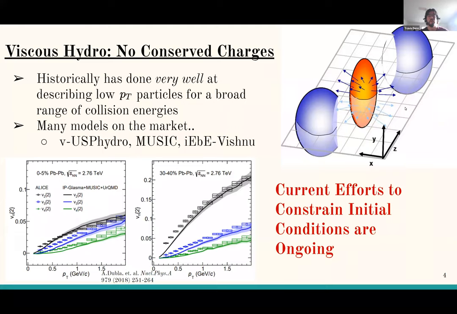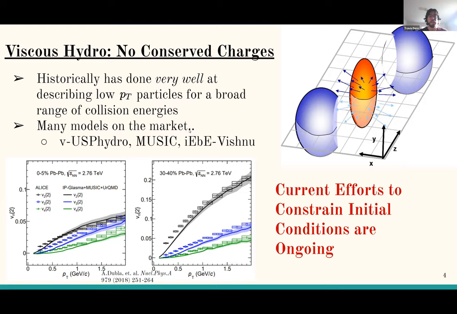So viscous hydro with no conserved charges has historically done very well to describe low pT particles for a broad range of collision energies and a broad range of collision systems as well, I should add. I didn't add that in here, but a broad range of collision systems from large lead-lead systems to small systems like proton-lead or helium-3. They all can be described quite well by hydrodynamics in a low pT regime.